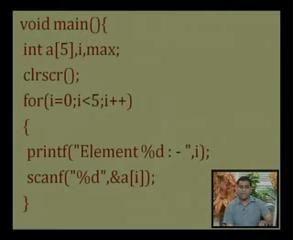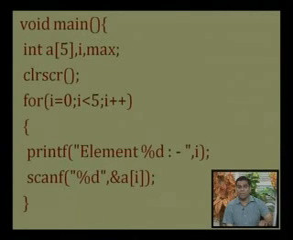Integer a of 5. So the data type is integer, the name of the array is a, and 5 is the size of the array. Now other variables: i, which is an integer, and maximum, again an integer data type. Now clear screen, that will clear your screen of whatever the previous output is showing.